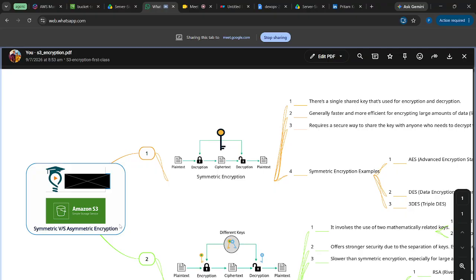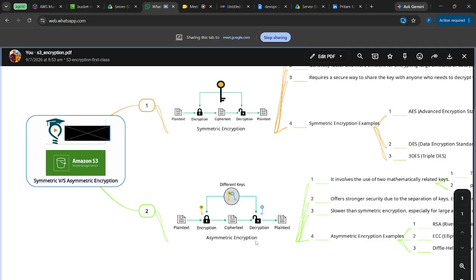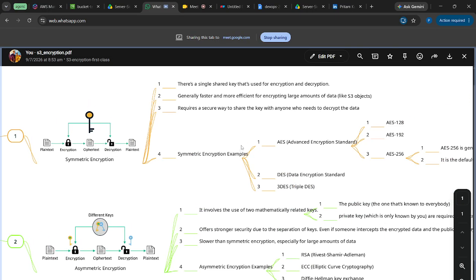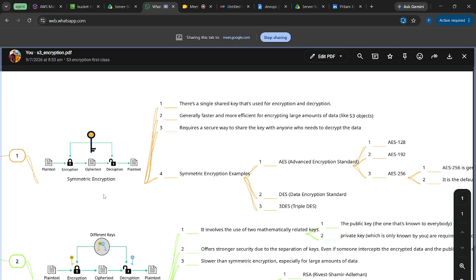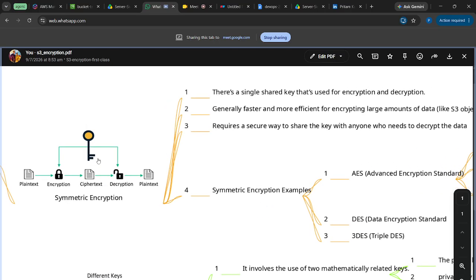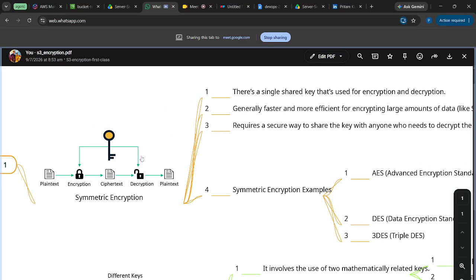We have two kinds of encryption method. One is symmetric encryption, another is asymmetric encryption. What are these two things? These are basically conceptual things, which is why we need to understand them. Let's first take a look at the diagram of symmetric encryption. Is it visible to you, Durga? Can you see what is happening? Yes.